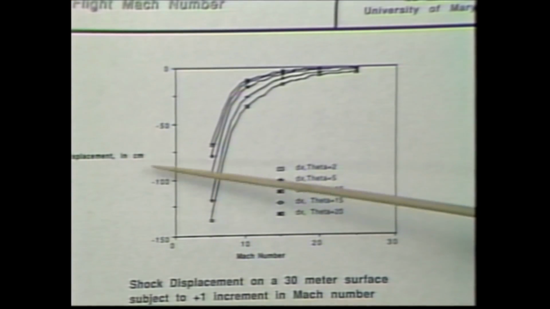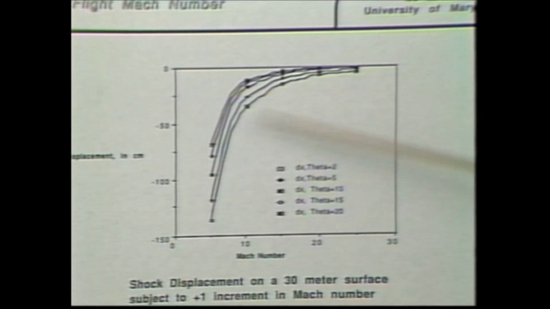Similarly, if I change flight Mach number, this is a plot of shock displacement off a 30-meter surface. The reason I'm showing this to you is to indicate that as Mach number increases, the shock displacement increases as well. In other words, if I design an inlet with a given geometry with a bow shock, as the Mach number is increasing, the position of the bow shock is changing relative to the surface and relative to the cowl.